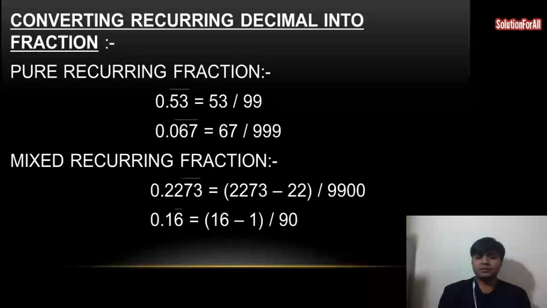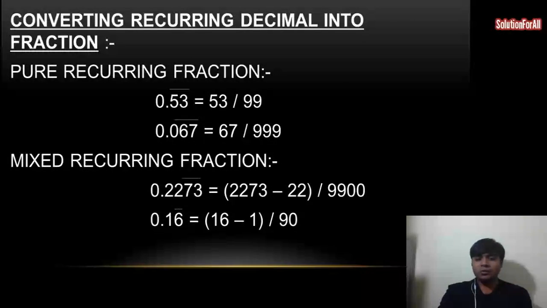Suppose I'll explain this with the help of an example only. Suppose I have the example 0.2273, there is a bar over 73. So first of all, I'll subtract the same number that is coming before the recurring number from the original number in the numerator. For example, 0.2273 with the bar over 73, I will subtract 22 because 22 is not having a bar and it is after the decimal.